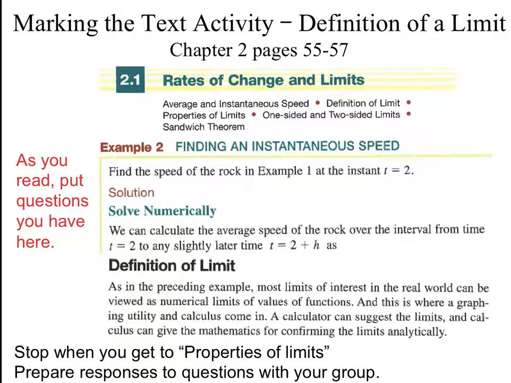So the first thing we're going to do with section 2.1 is I'm marking the text activity. And we're going to start in section 2.1, rates of change of limits. It starts on page 55. And you're going to spend about 10 minutes reading through 57. So where you can stop when you get to properties of limits.